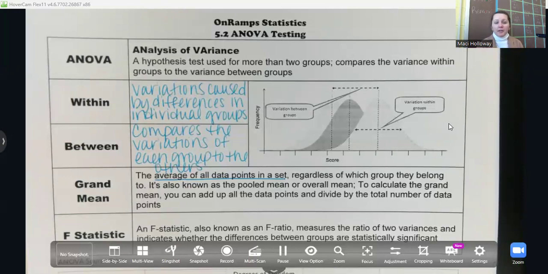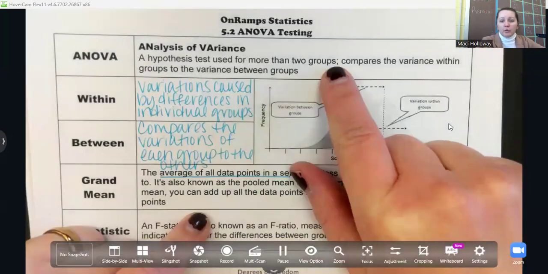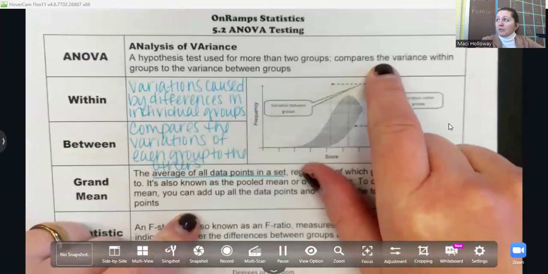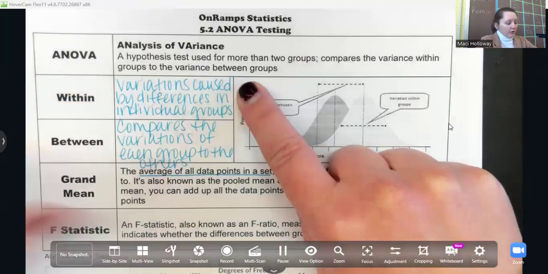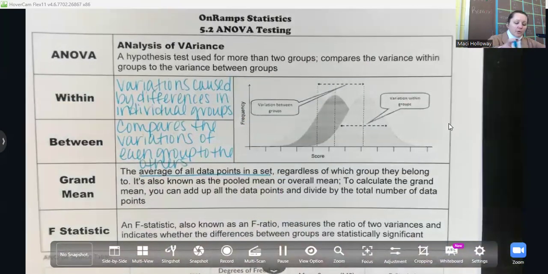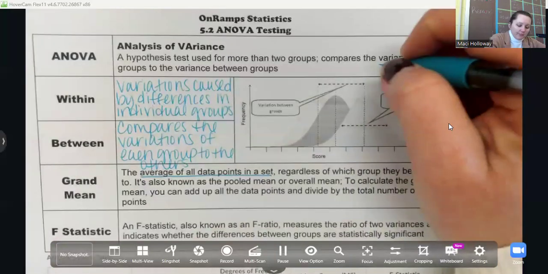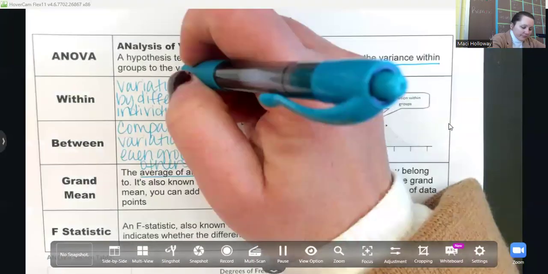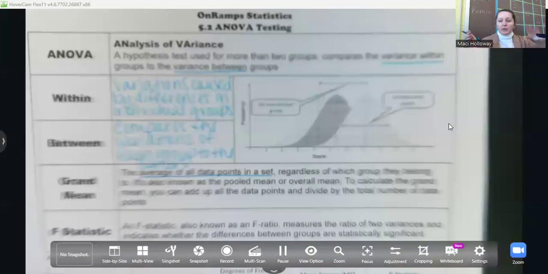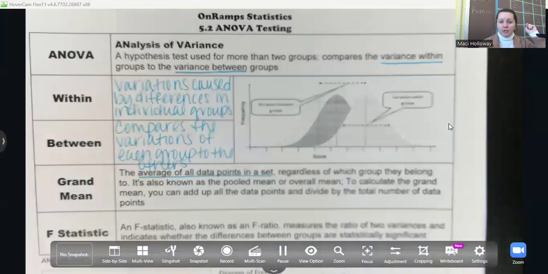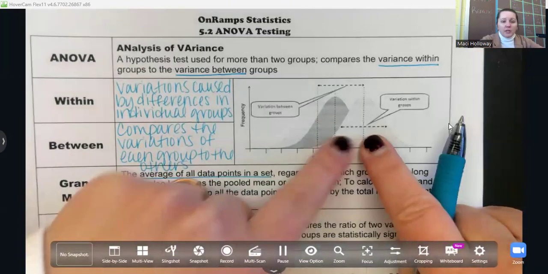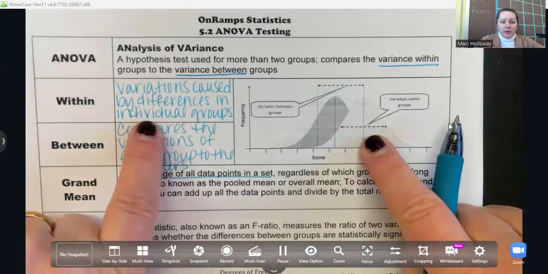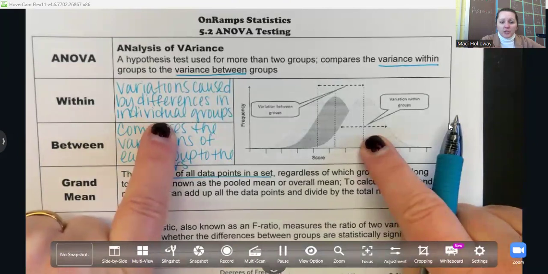So it's a hypothesis test used for more than 2 groups, and it compares the variance within groups to the variance between groups. So important here, variance, remember, variance is spread, or you can think about it as standard deviation, but it's the distance within the group. So here's 2 words that we want to talk about. Within is variations caused by differences in individual groups.